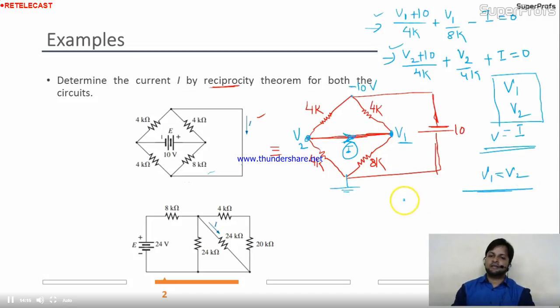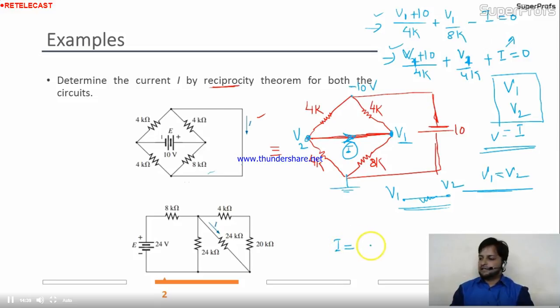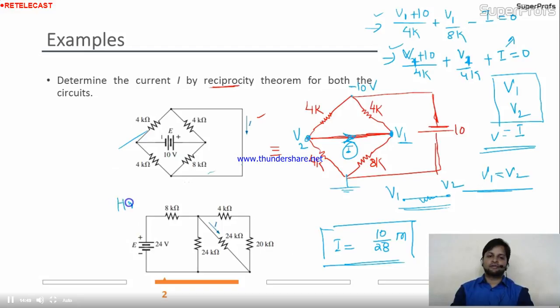Why? Because they are connected by a short path, V1 and V2. There is no element in between them. That's why I can say V1 and V2 both are same. So replace V2 by V1 in the entire equation. Now you can solve this equation, so you will get the current. Current is nothing but 10 by 28 milli. Like this you will get. Please solve it, this is homework for you.